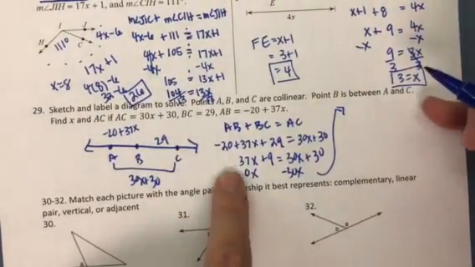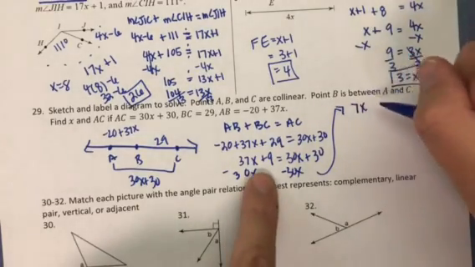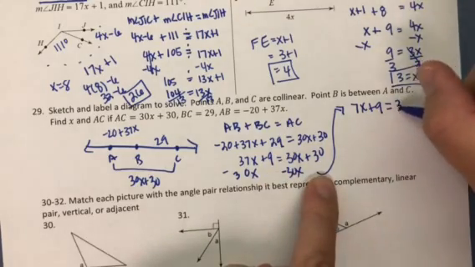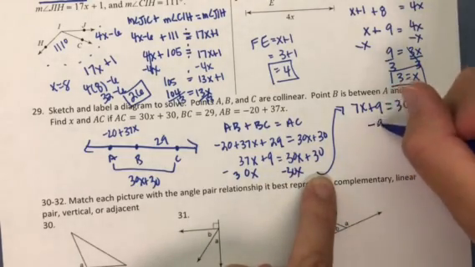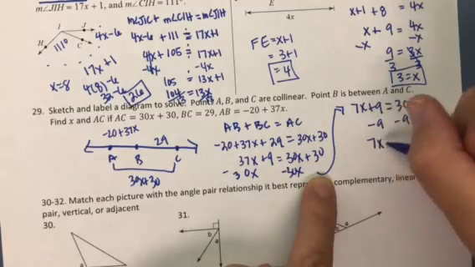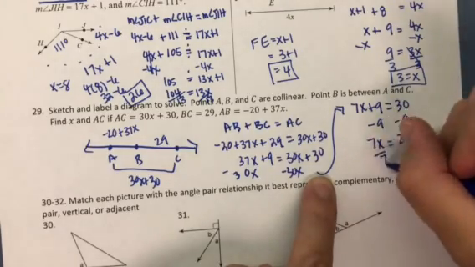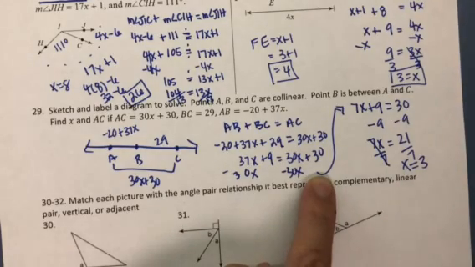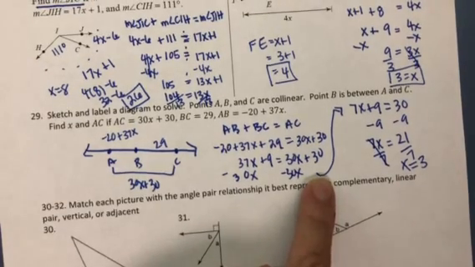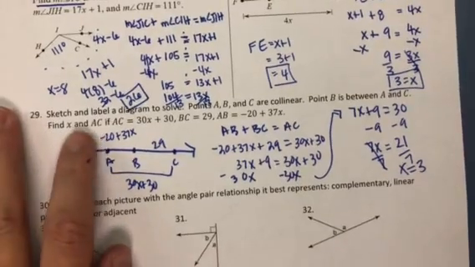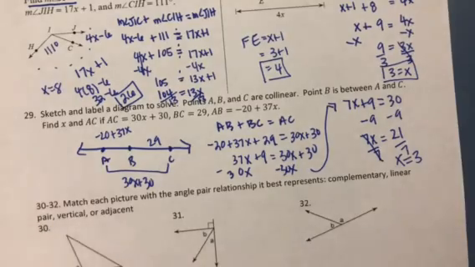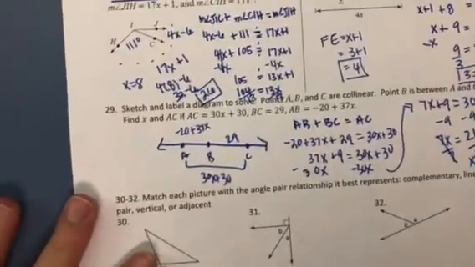All right, so 37x minus 30x is 7x. I still have my plus 9, and now that's going to equal 30. I'm going to subtract 9 from both sides. So 7x equals 21, and divide both sides by 7, so x equals 3. Let's see, it says sketch and label a diagram to solve, find x and the length of AC. So the last thing I have to do is figure out how long that entire segment is. I'm just going to do that in a separate color since I'm using so much space. I'm going to come over here to the left.